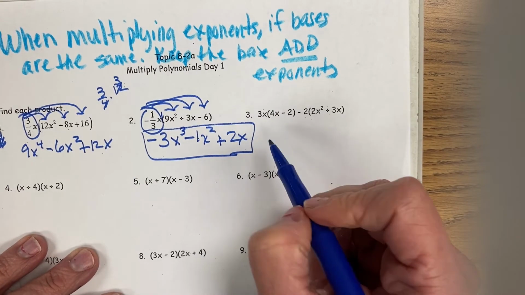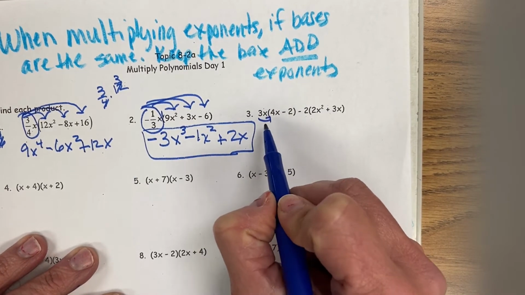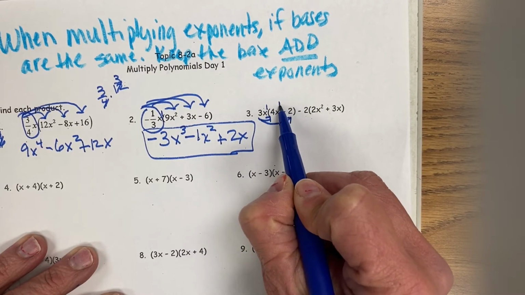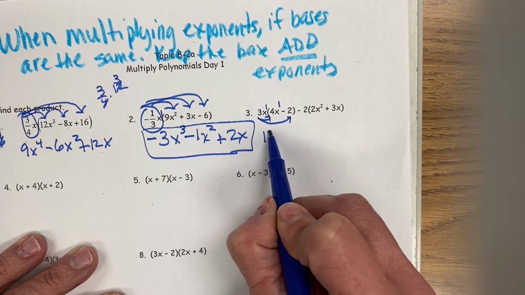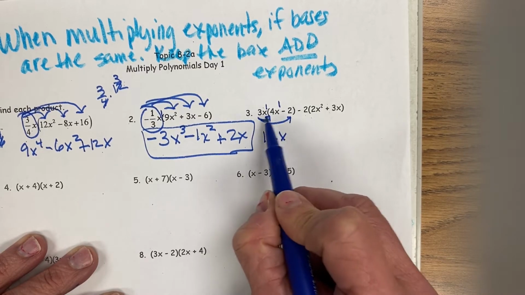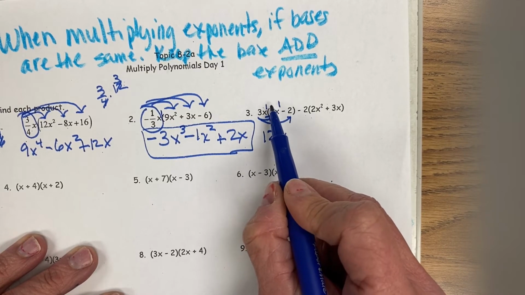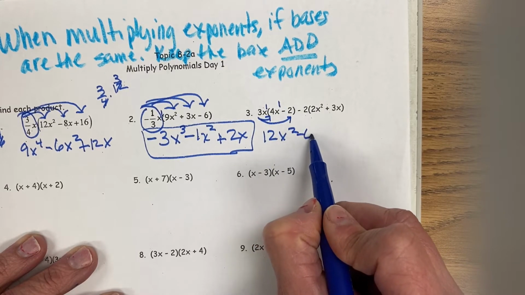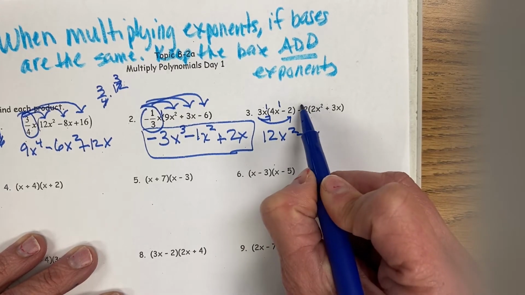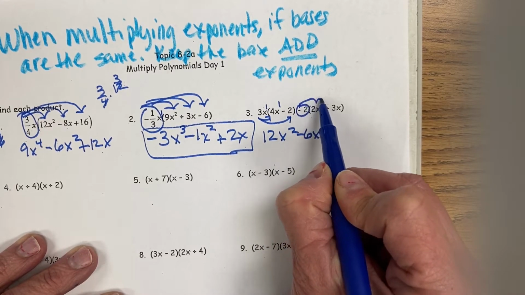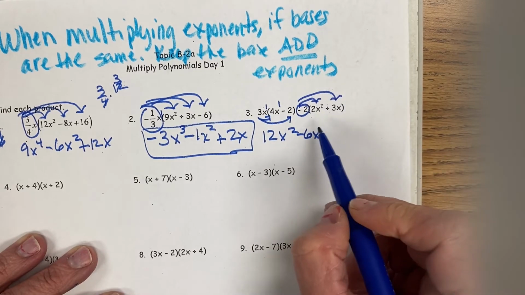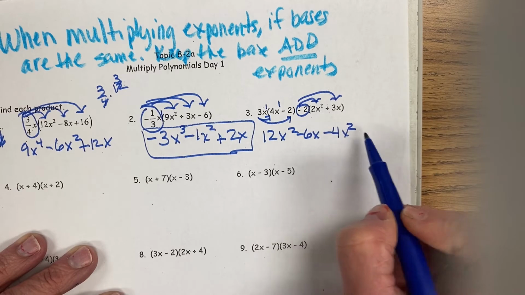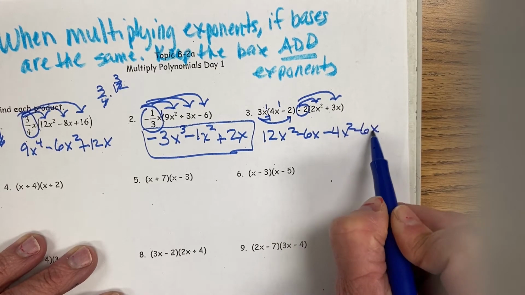On number 3, we are going to distribute the 3x to the 4x and the 3x to the -2x. Each one of these has an exponent of a 1, so 3 times 4 is 12. X times x, if the bases are the same, we keep the base and we add 1 plus 1 is 2. 3 times a -2 is a -6, and we attach the x. Now we want to make sure we distribute the -2 to both of these numbers inside parentheses. And so we'll have a -4x squared. A -2 times a +3 is a -6, and we attach the x.